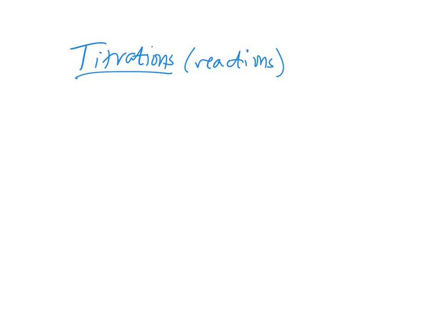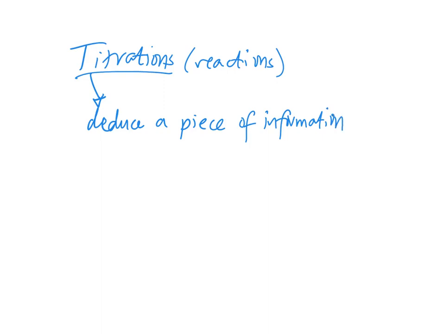So before we get into the specifics of the reactions, the first thing to understand about titrations is that you're trying to deduce something about a solution, a piece of information that you don't yet know, by reacting with a known substance. So you're basically trying to say, I don't know the molarity of this thing, or I don't know the strength of this thing, or whatever. So what you're going to do is react an unknown with a known. And that's how titrations are generally used.